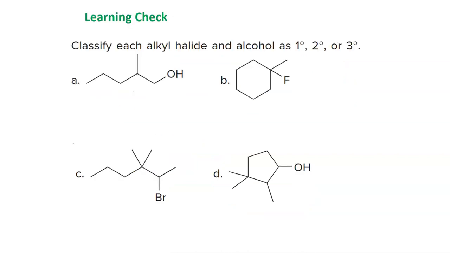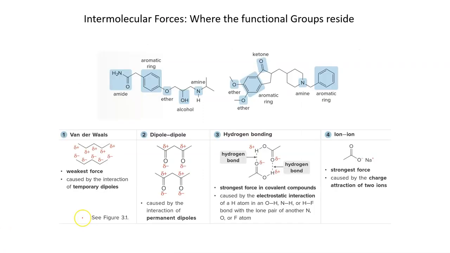So here I'd like you to classify each of these as an alkyl halide, as a primary, secondary, or tertiary alkyl halide, or a primary, secondary, or tertiary alcohol. So post your answers for A, B, C, and D in our Blackboard space.